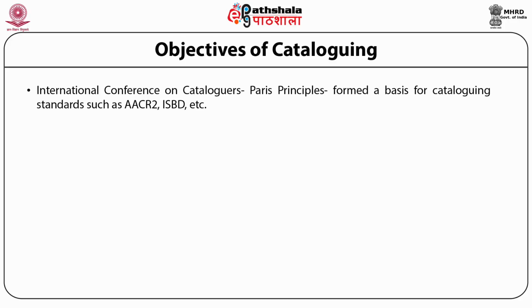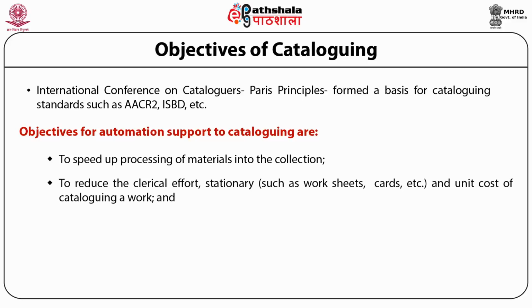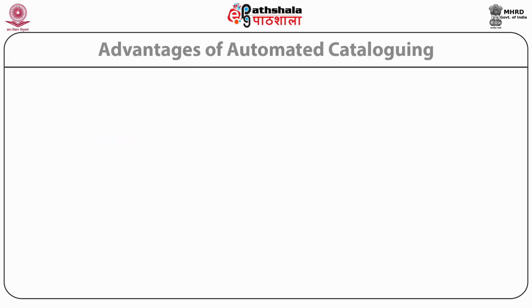International Conference on Catalogers formed a basis for cataloging standards such as AACR2, ISBD, etc. Objectives for the automation support to cataloging are to speed up processing of materials into the collection, to reduce the clerical effort, stationery such as worksheets, cards, etc., and the unit cost of cataloging a work, and to act as a common means to library materials across the libraries.